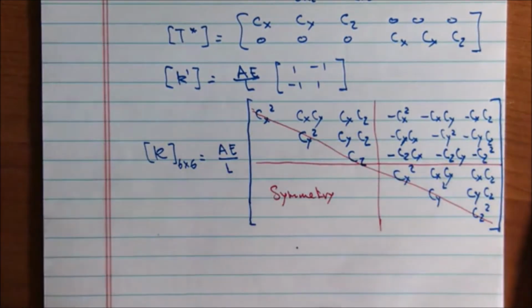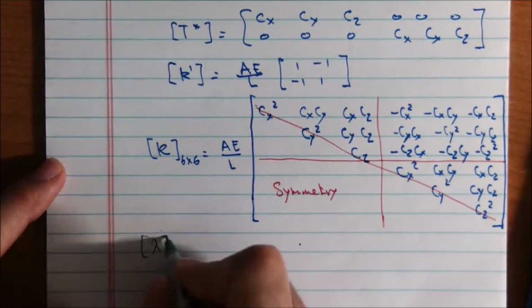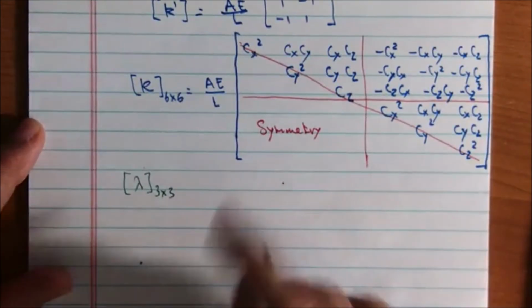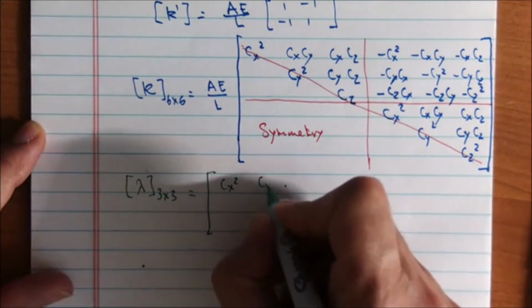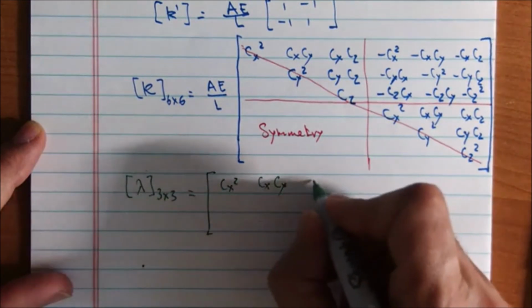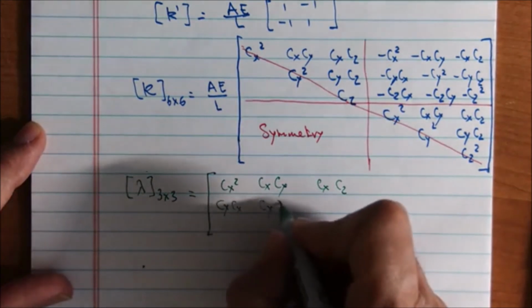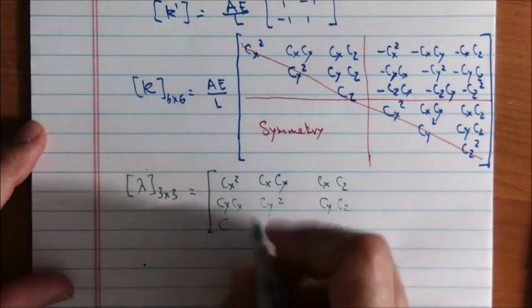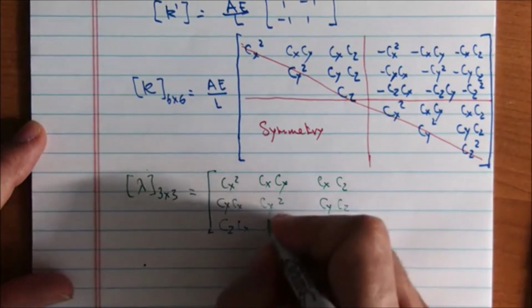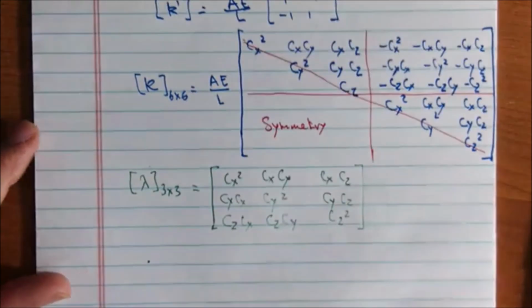So if I look at my partition or submatrices, I can define a lambda that is a 3 by 3 as equal to Cx squared, CxCy, CxCz, then CyCx, Cy squared, CyCz, and then CzCx, CzCy, and Cz squared. So this is a 3 by 3 matrix.